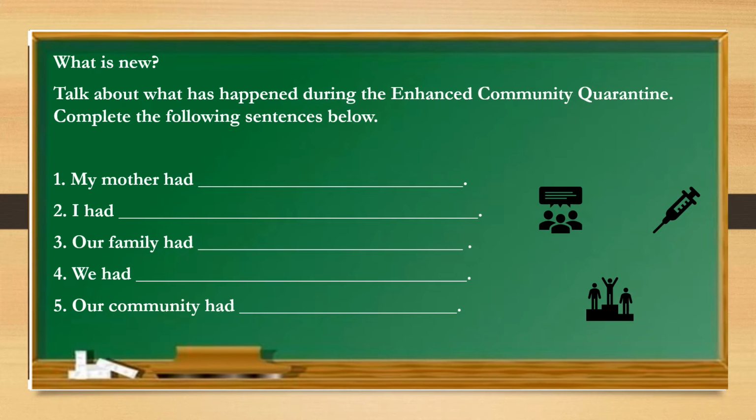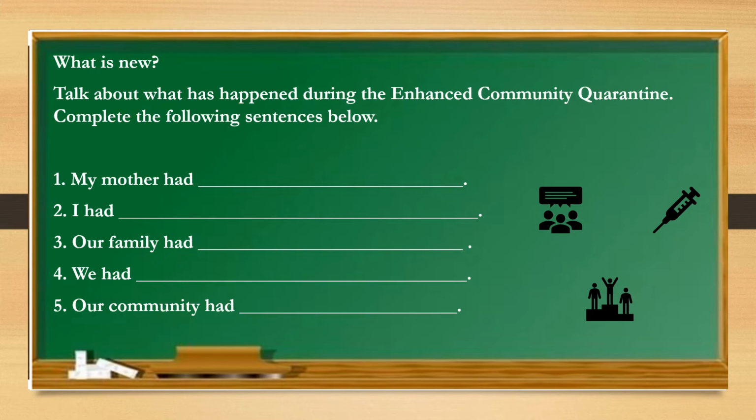Now, what is new? Talk about what has happened during the enhanced community quarantine. Complete the following sentences below. Number 1, my mother had blank. Number 2, I had blank.